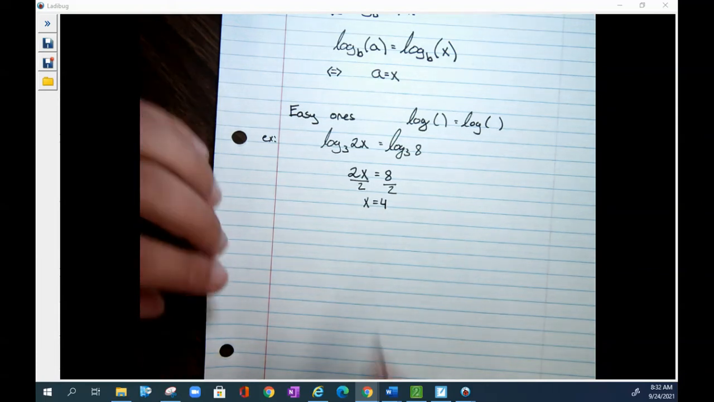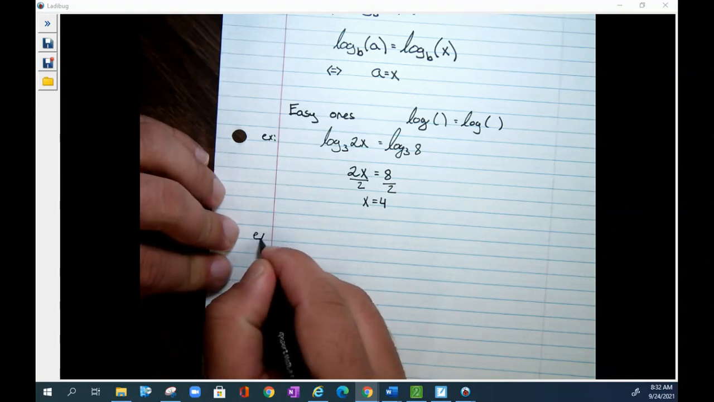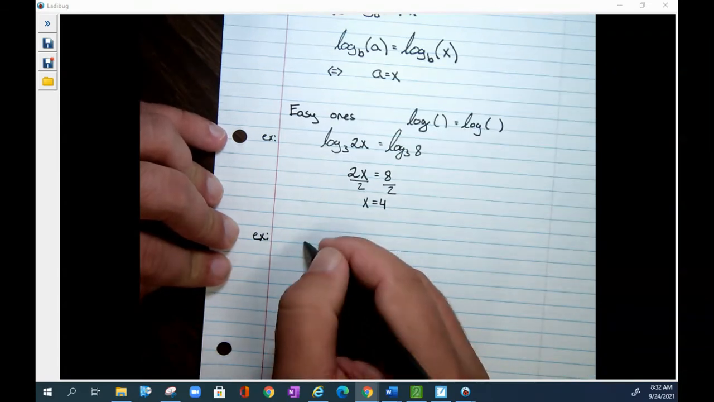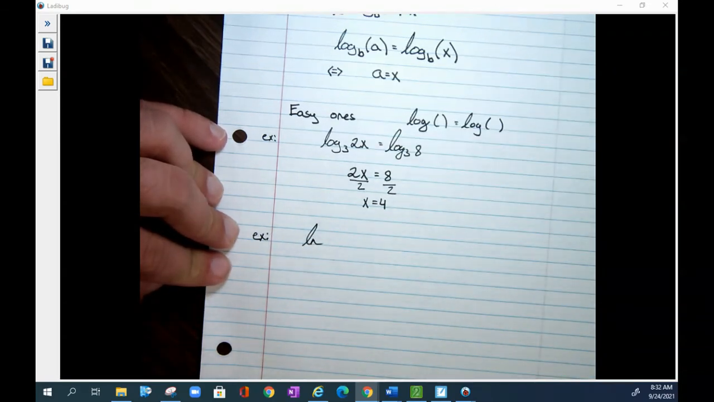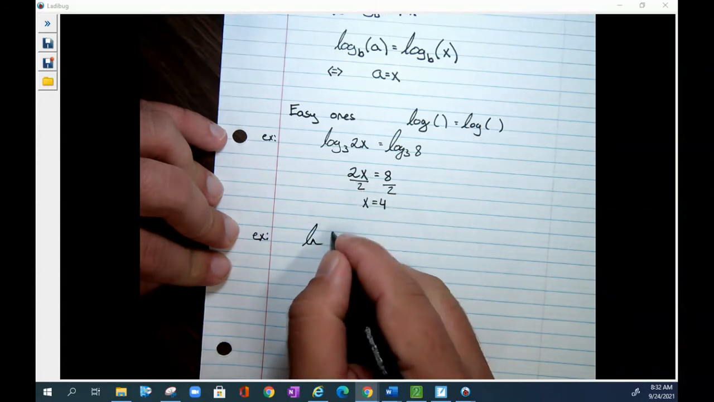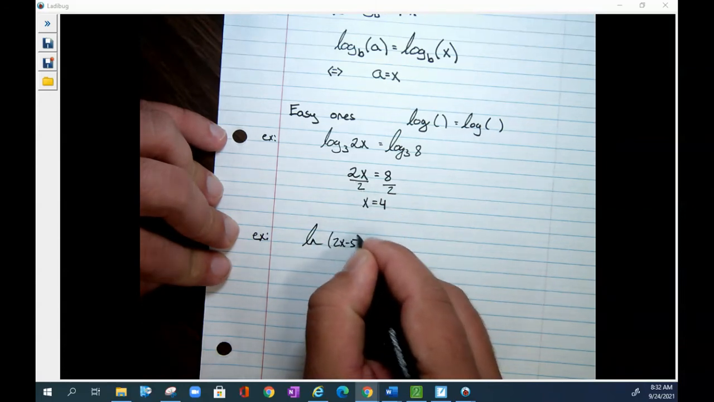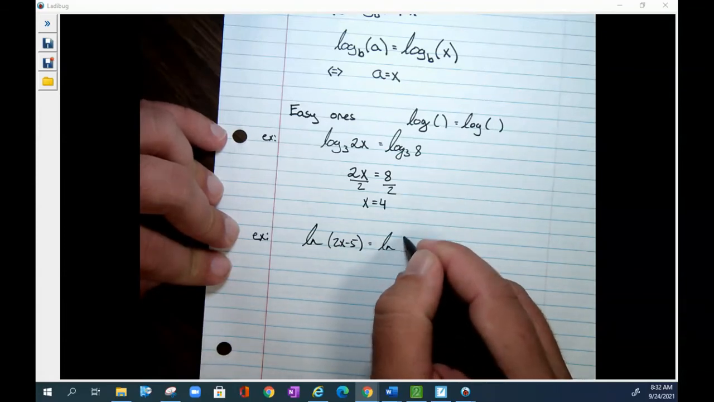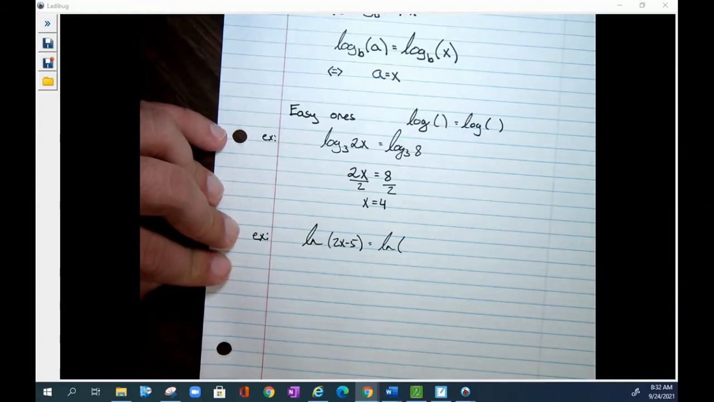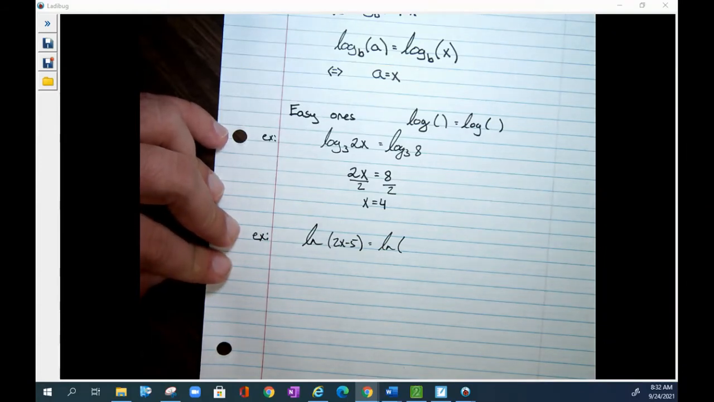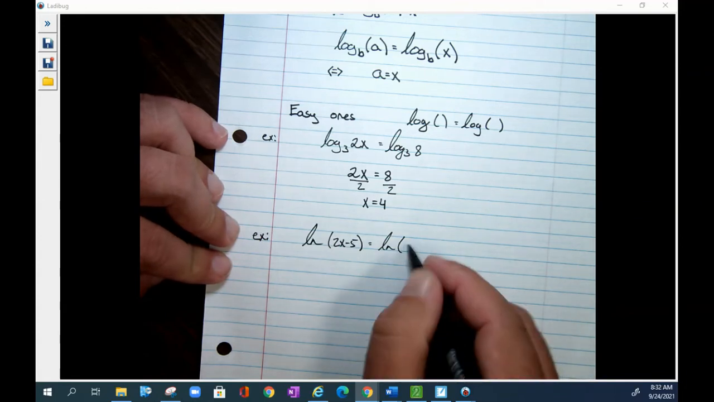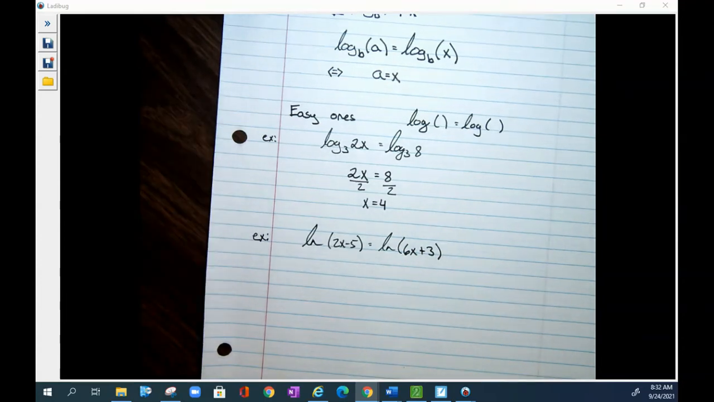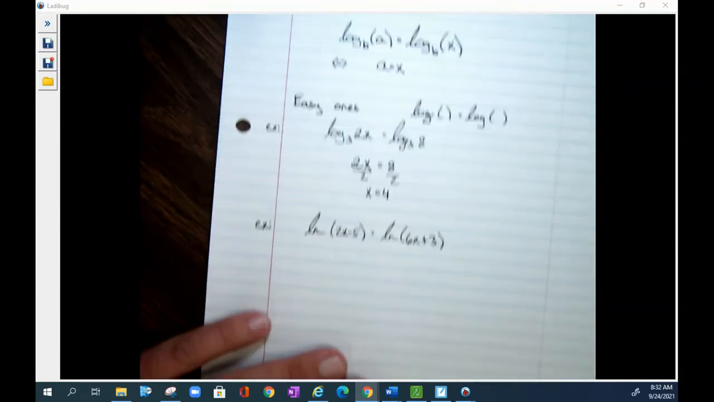So I can try to make something look more complicated. I'm going to use, and again, this is just the case with any base, let's say I have natural log of 2x minus 5 equal to natural log... So this has a lot more junk in it.